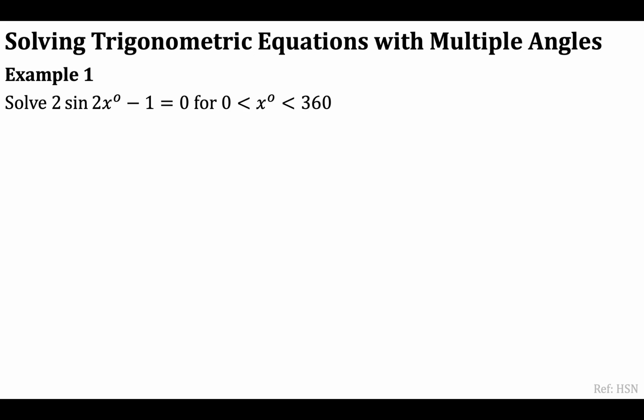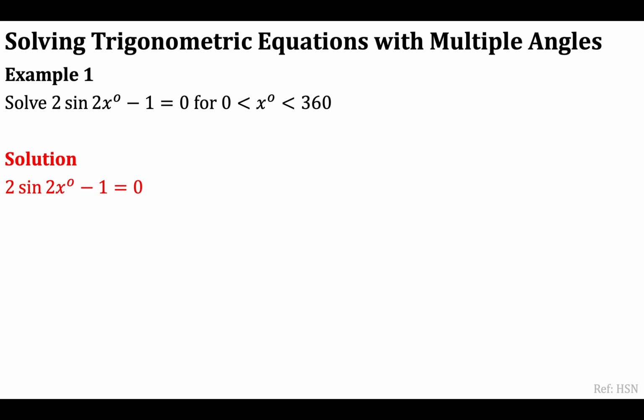So let's take a look at an example then. Example 1, we want to solve 2 sine 2x minus 1 equals 0 for x lying between 0 and 360 degrees. So for our solution then, obviously we've got this equation 2 sine 2x minus 1 equals 0.